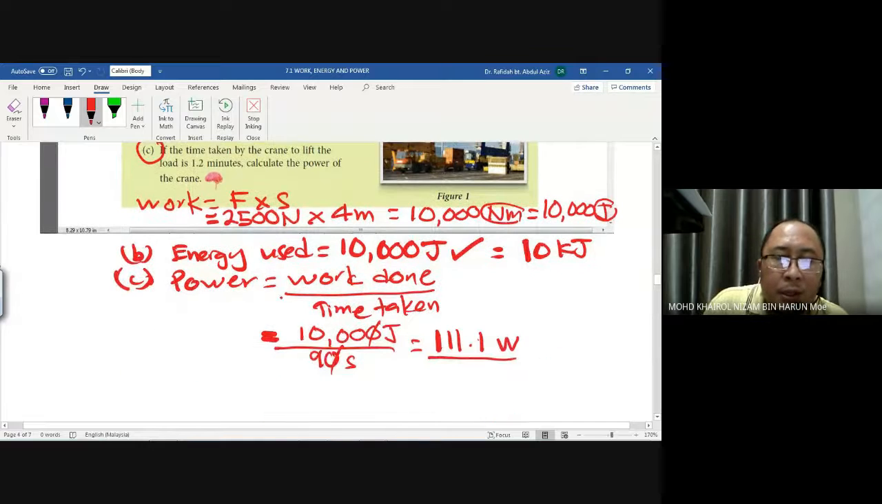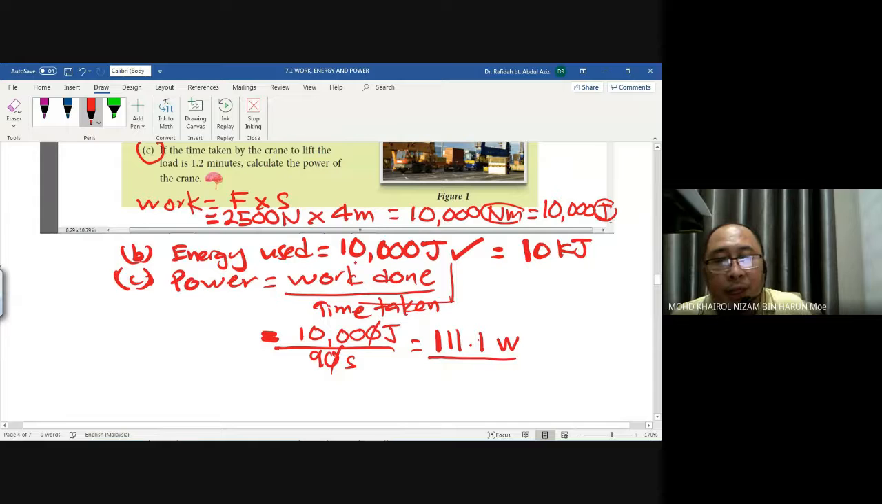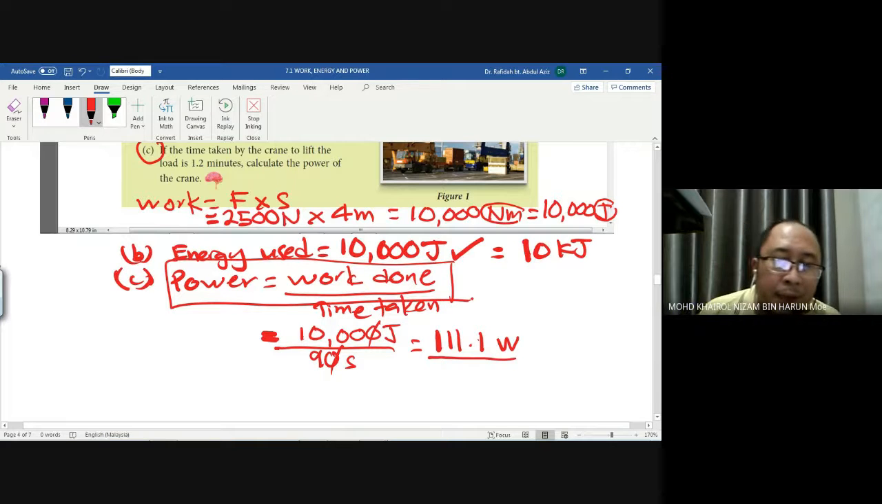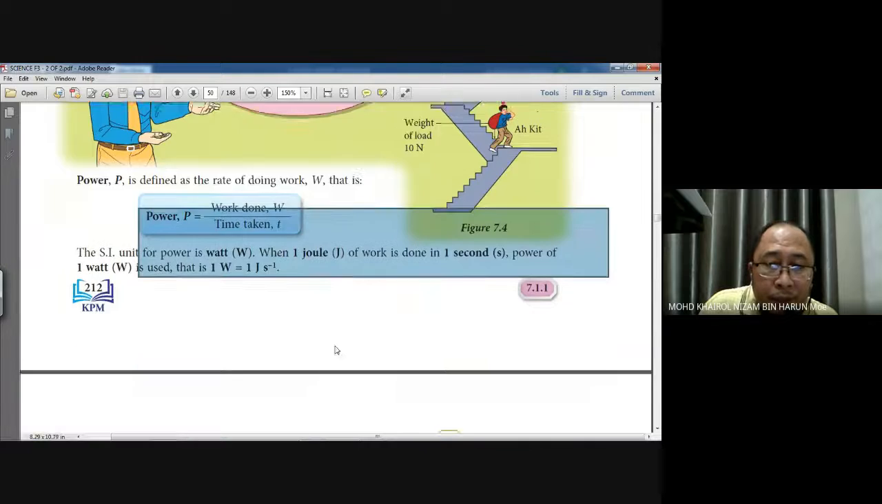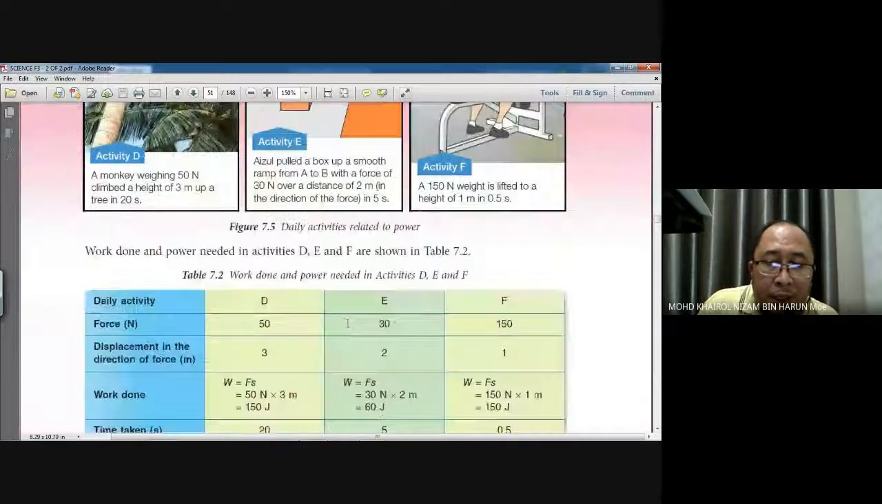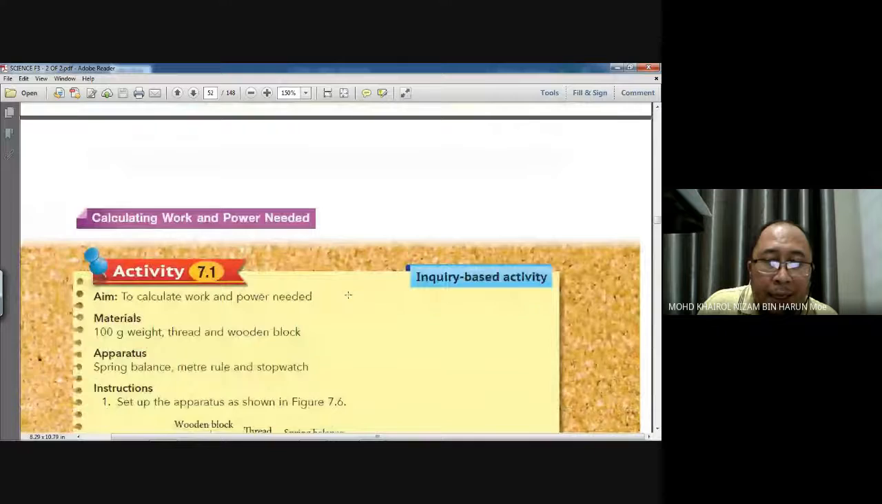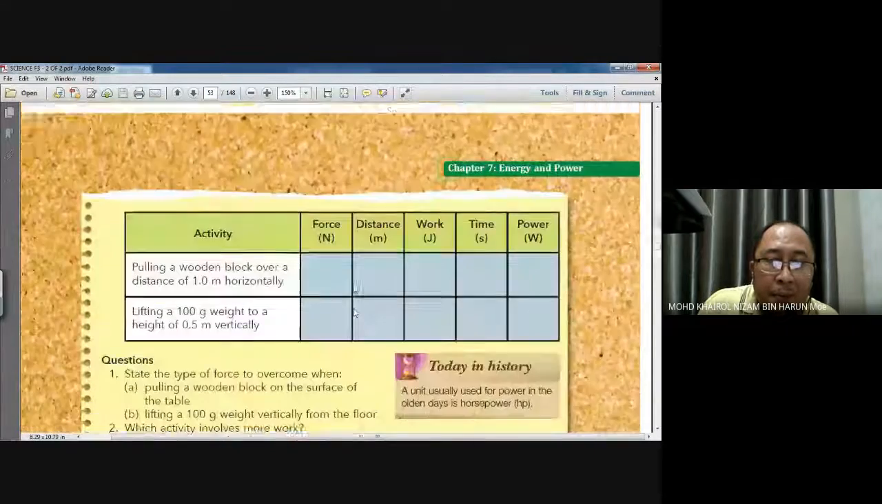So the relationship between power, energy, and work is based on this formula. Power is equal to work done divided by time taken. So that is the explanation about work, energy, and power.